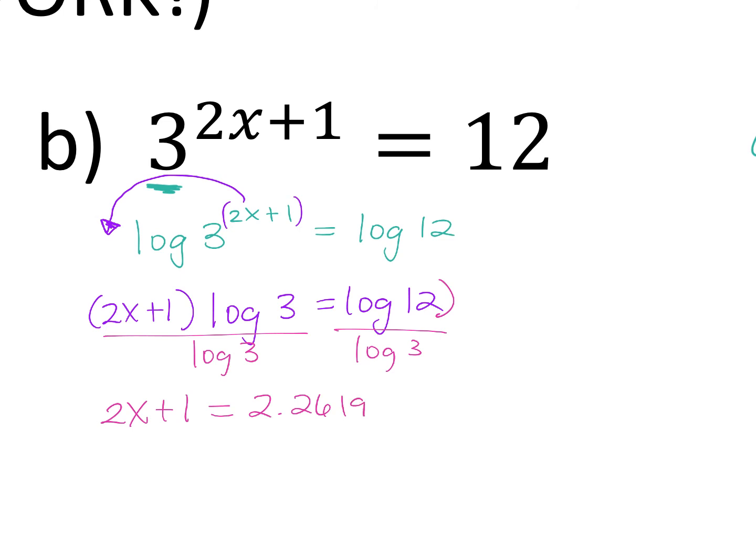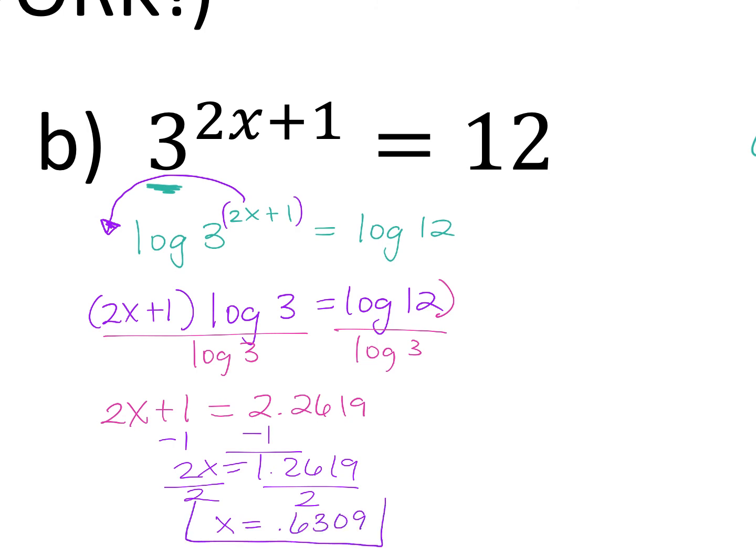thank you, Sam. So you get that, and now it's just basic algebra, right? Solve. Take away 1, so 1.2619 equals 2x, and then divide by 2. So x is, yes, 0.6309. Okay?